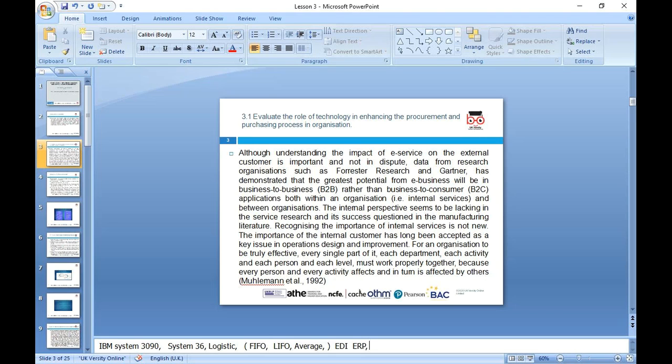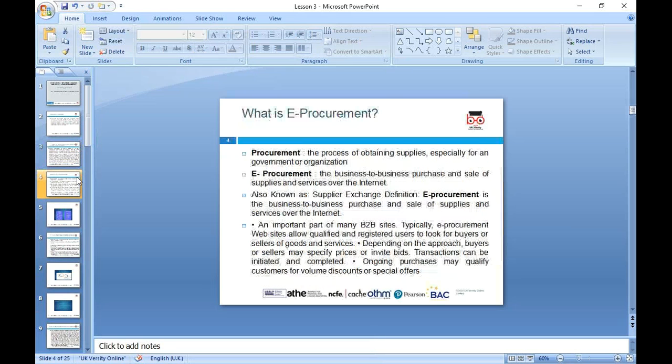We can look around at the internal customer as well. Within our organization, we need to consider departments and their interaction with the external organization. That's the key focus of our discussion. So next we'll go through e-procurement.